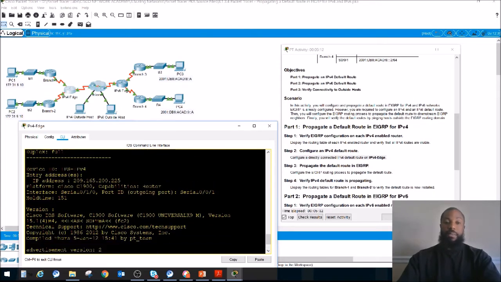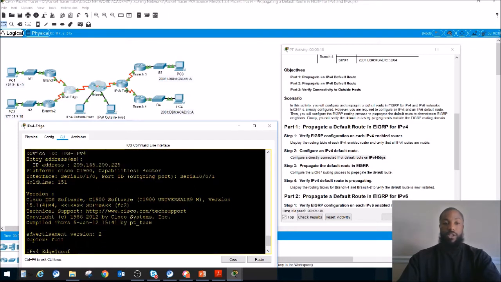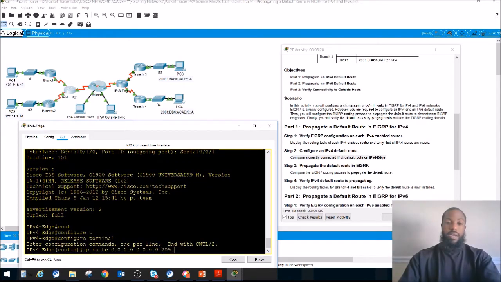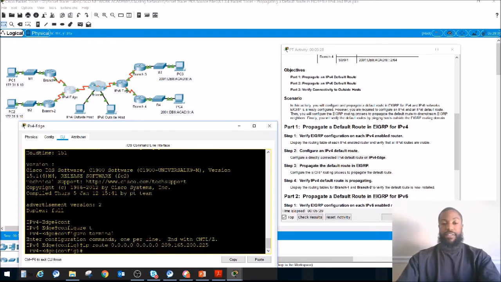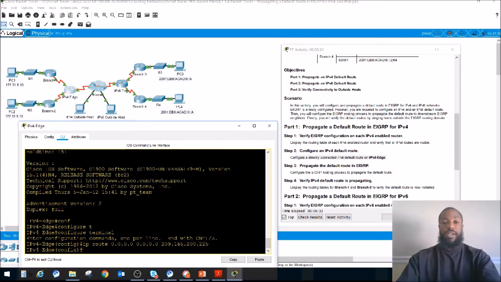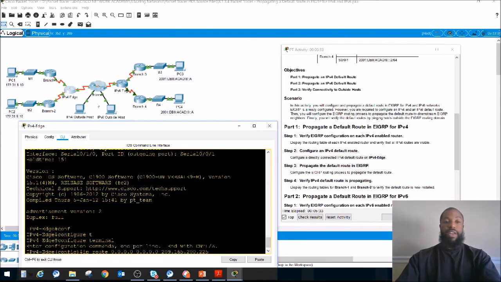How do you know what the subnet mask is, though? That's the question for me. No, we don't need the subnet mask. We just need the exact IP address. 209.165.200.225. So now we created an IP route. I almost messed y'all up there. We created a default route to get to the internet, but he doesn't know it. And that's what we're going to do.